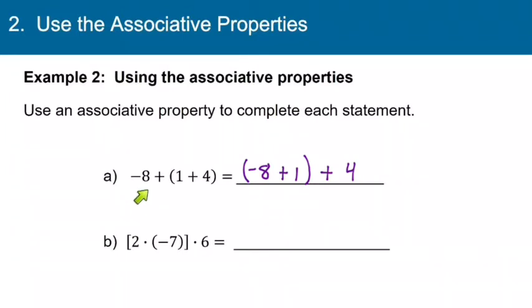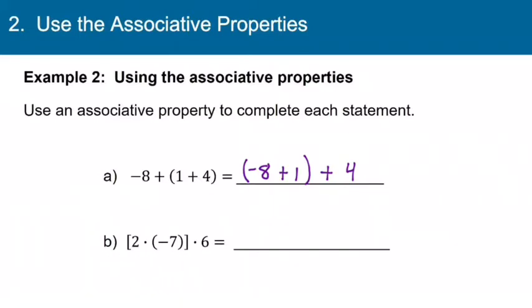If we look at the left side of the equal mark, 1 plus 4 is 5. Then -8 plus 5 would be -3. If we look at the right side of the equal mark, -8 plus 1 is -7, and -7 plus 4 is -3 as well. So both sides work out to the same thing, therefore they are equal. And now let's look at part B.